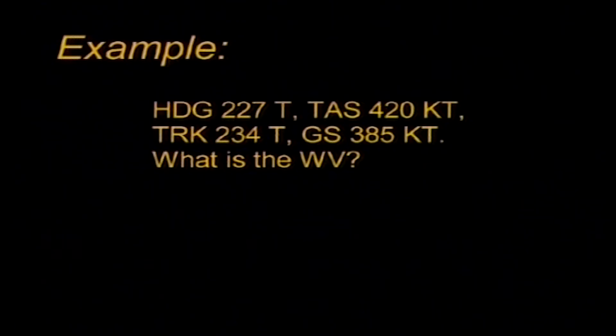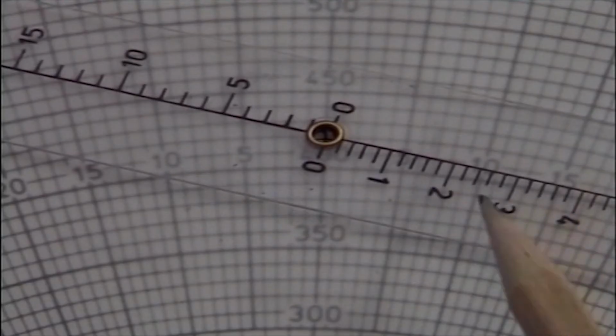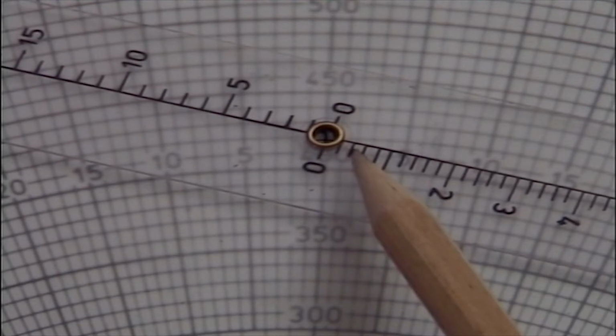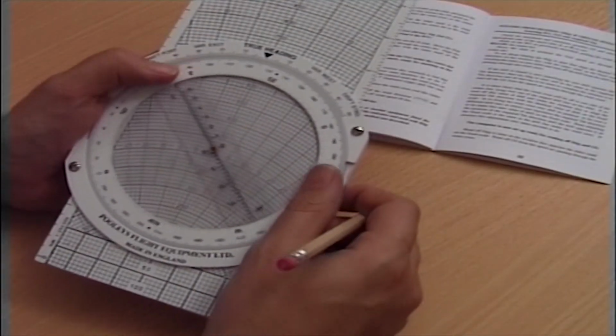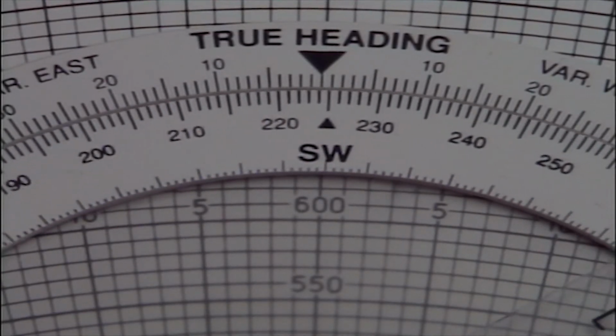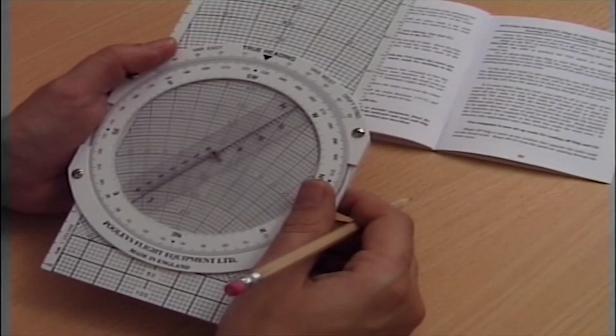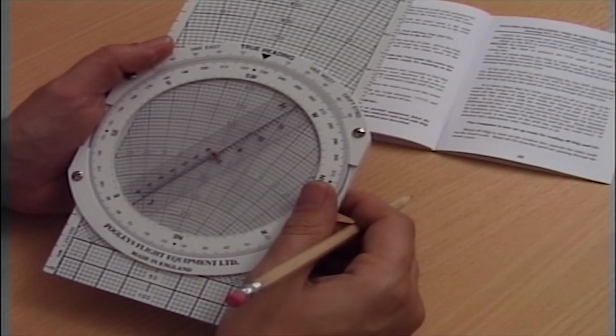Let's try another example. Heading is 227 degrees true, TAS 420 knots, track 234 degrees true. Ground speed is 385 knots. What is the wind velocity? Put the TAS of 420 knots in the centre using the high speed side. Now put the heading on by rotating the inner scale until 227 is under the true heading index. Track is 234, which is 7 degrees starboard.